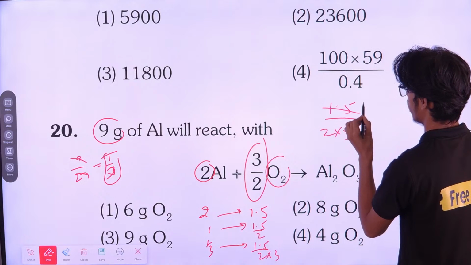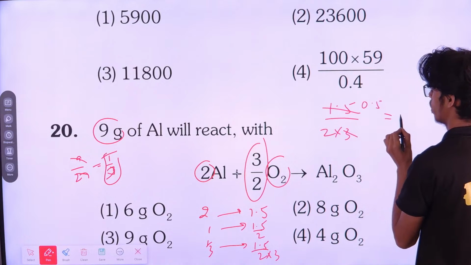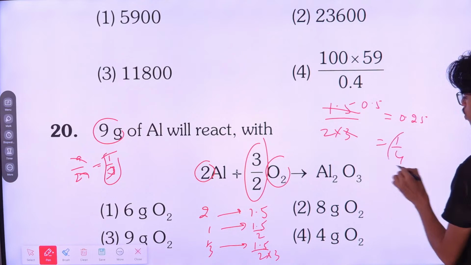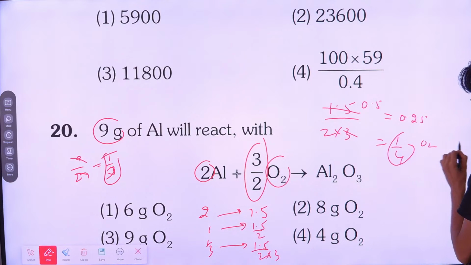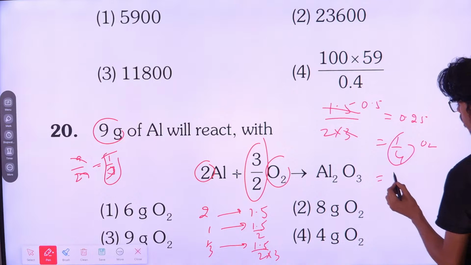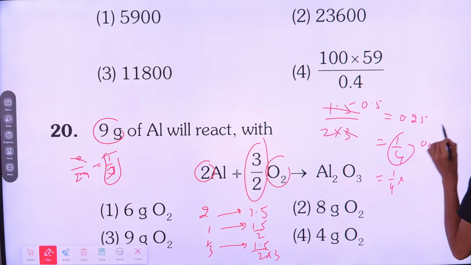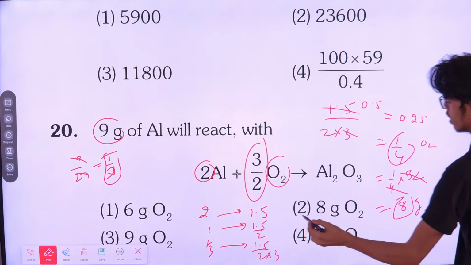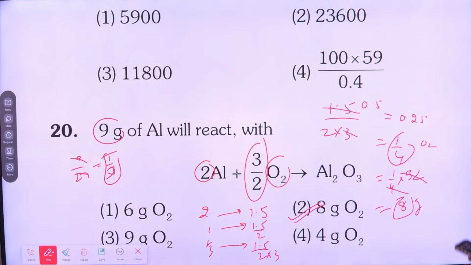If I cancel, it's 0.5. 0.5 by 2 is how much? 0.25. So 0.25 is how much? 1 by 4 moles of oxygen. And what is the mass of 1 by 4 moles of oxygen? The mass of one oxygen molecule is 32. So 4 8s are 32. 8 gram of oxygen, guys. 8 gram of oxygen. 20 option number 2.